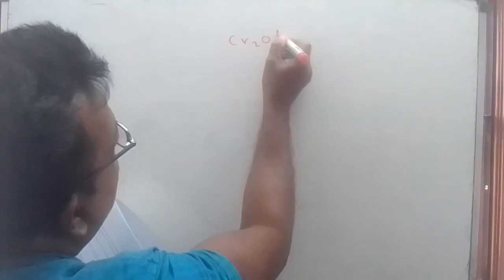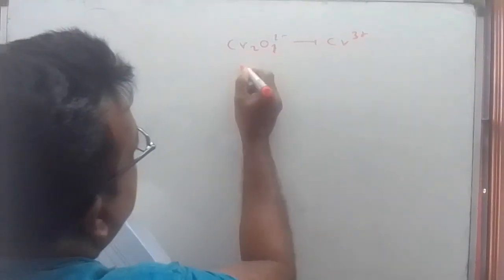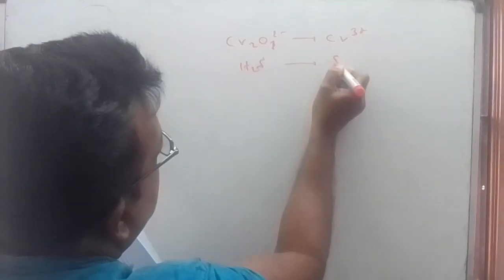Among them, you need to take the gas as sulfur dioxide or H2S, because they are talking about formation of a yellow-white colloidal precipitate D. That is sulfur. So here what happens? Cr2O7 2- goes to Cr3+ and H2S goes to sulfur.